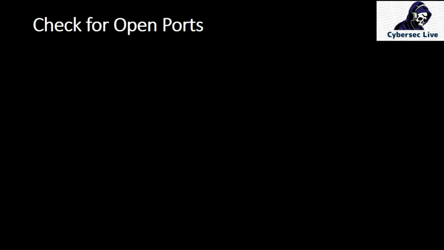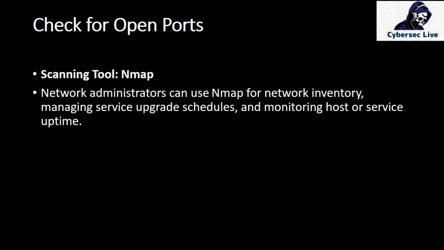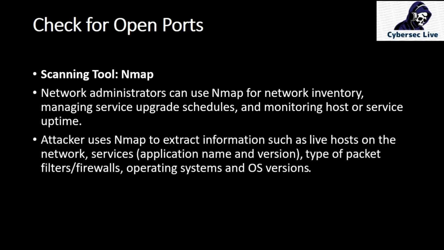Okay, check for open ports. How can you check for the open ports? There are a lot of methods, but let me show you. The first one is a scanning tool named Nmap. So what is Nmap? A network administrator can use Nmap for network inventory, managing service upgrade schedules, and monitoring host or service uptime. An attacker uses Nmap to extract information such as live hosts on the network, services, type of packet filters, firewalls, operating system, and OS version. So that is what Nmap is.